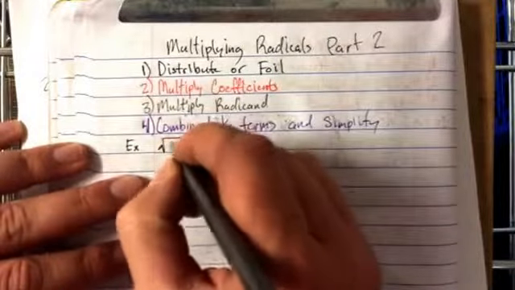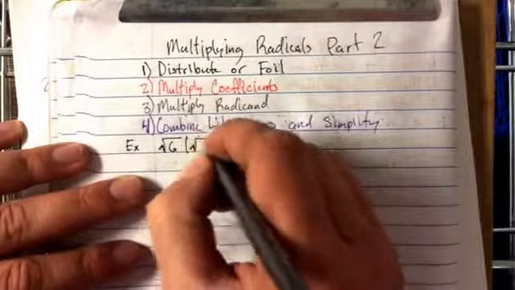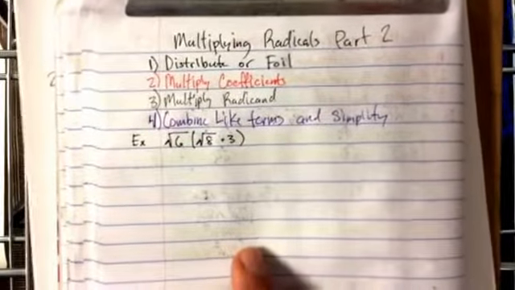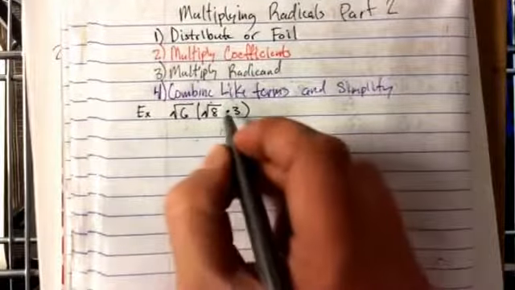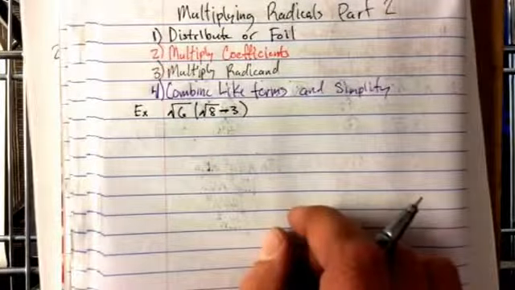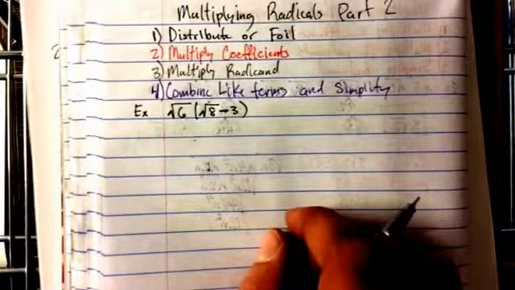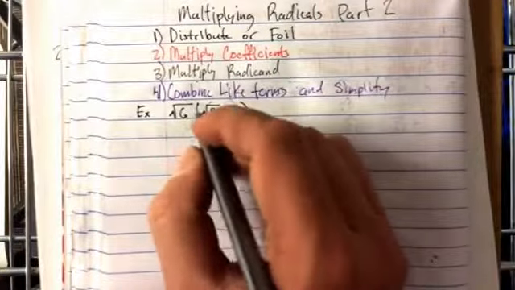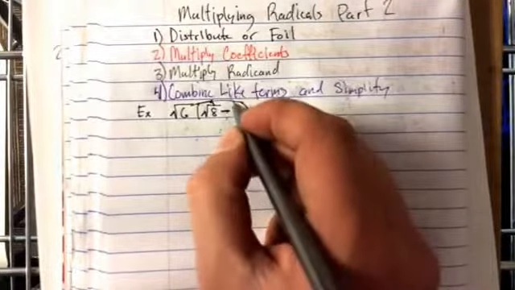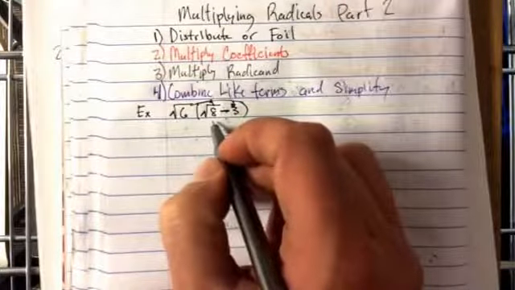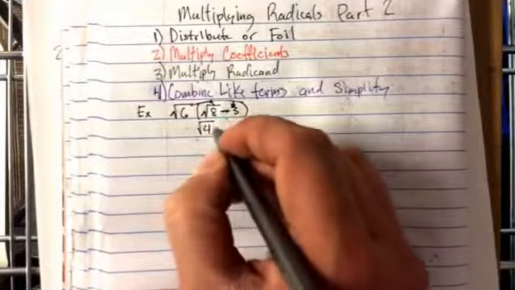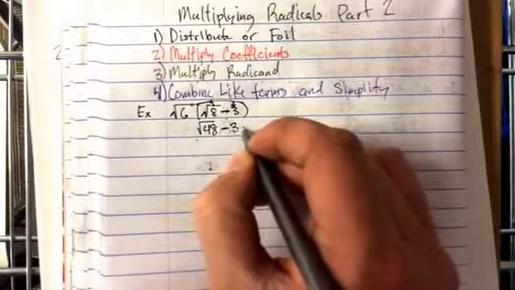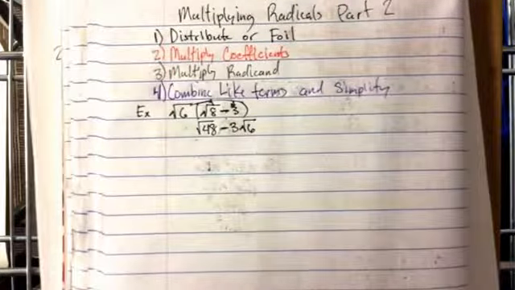So we have the square root of 6 times the square root of 8 minus 3. So, what shall we do first? We can distribute. So we distribute this square root of 6 to both terms. Square root of 6 times the square root of 8 gives us the square root of 48. And 3 times the square root of 6 gives us negative 3 square root of 6.